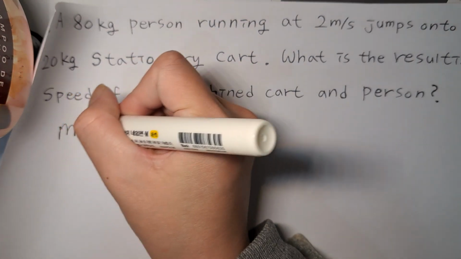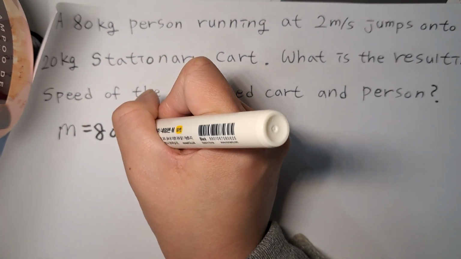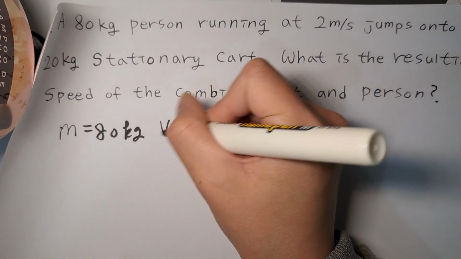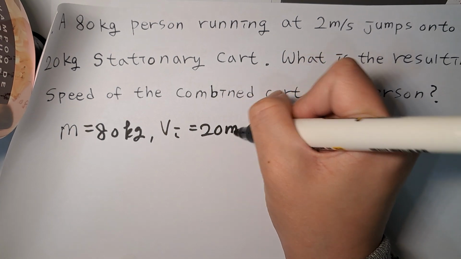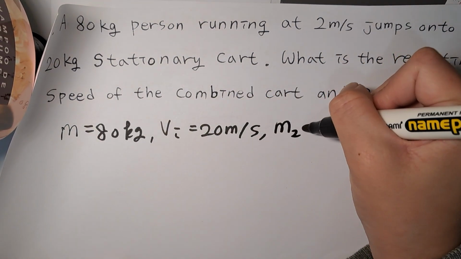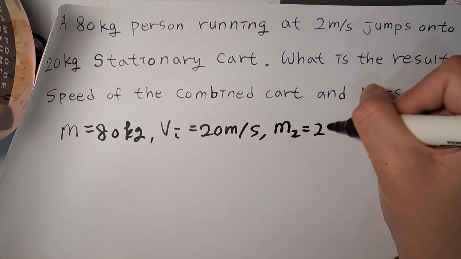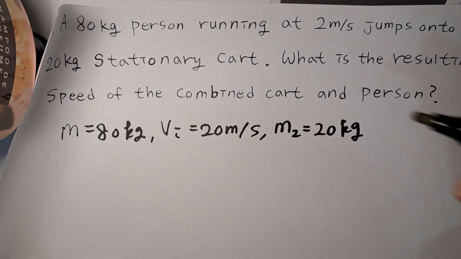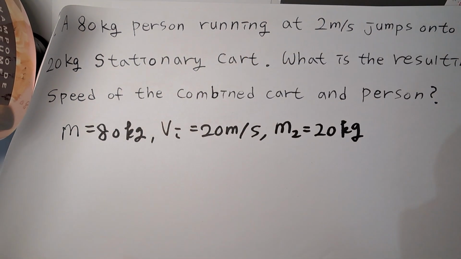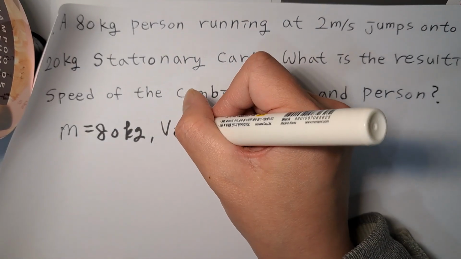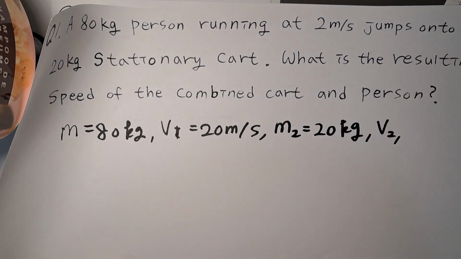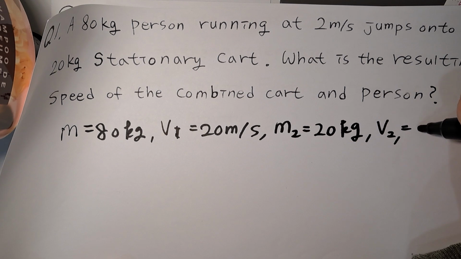So the person's mass is going to be 80 kg, and the initial velocity is going to be 2 meters per second. The cart's mass is 20 kg. Now the initial velocity is the person's velocity, and the cart's velocity is going to be 0.